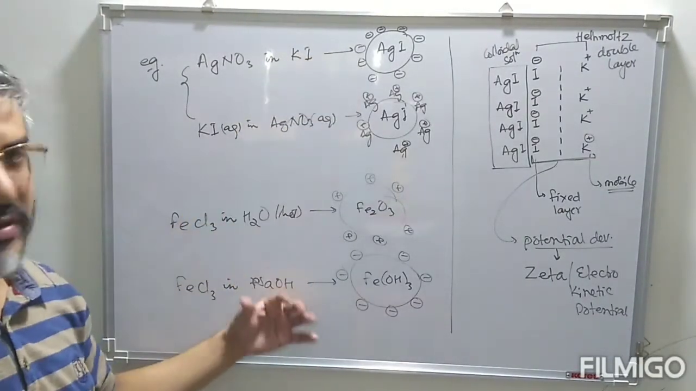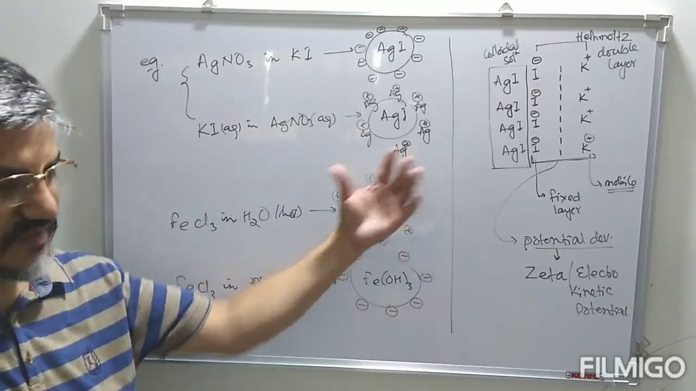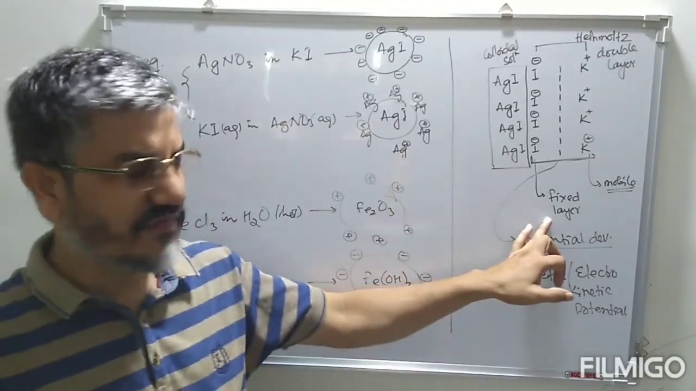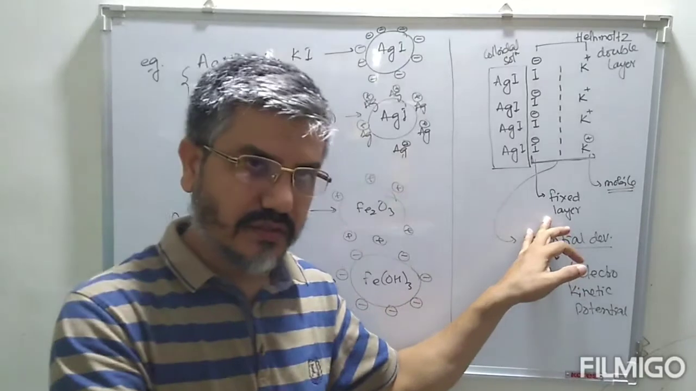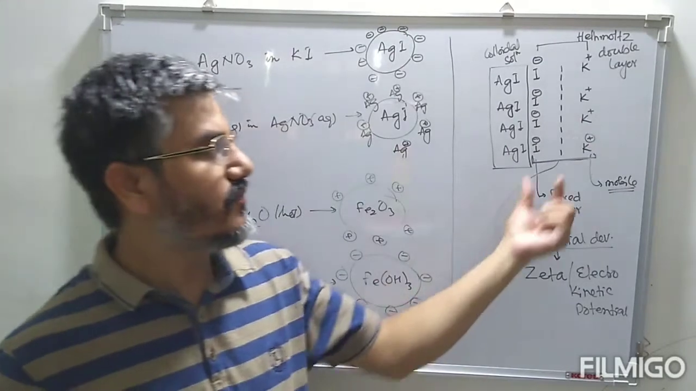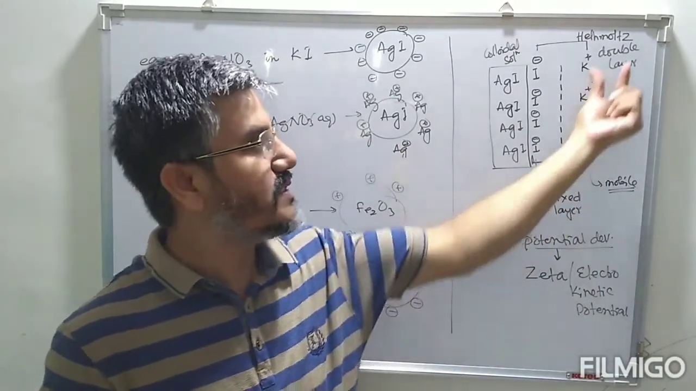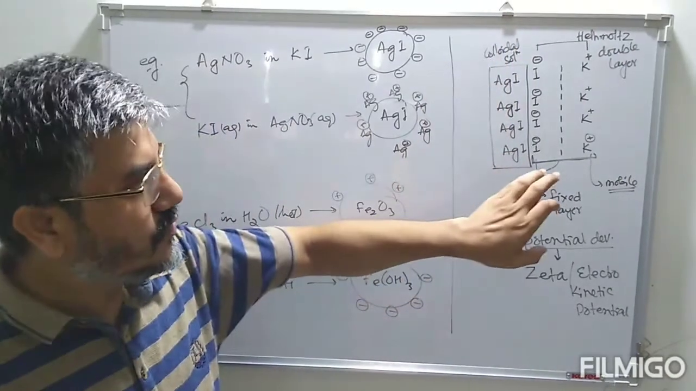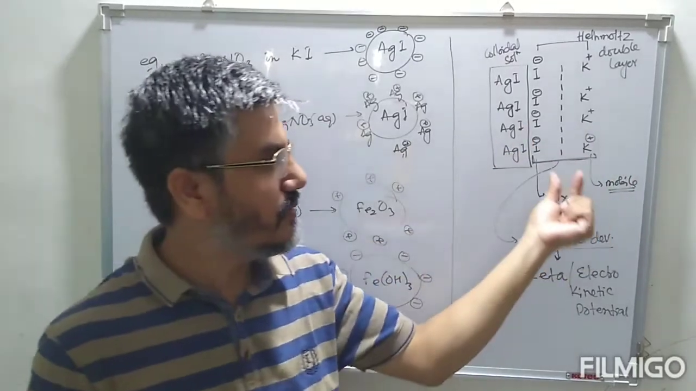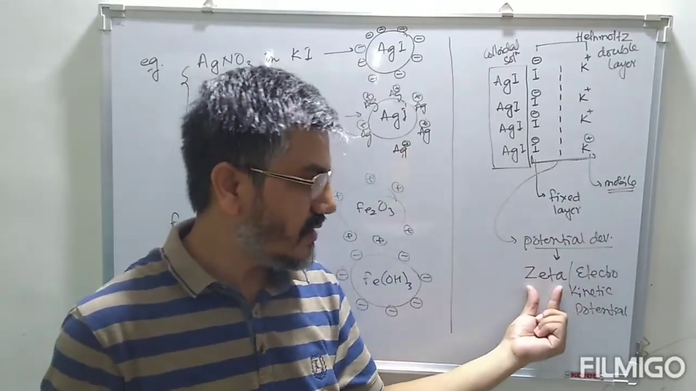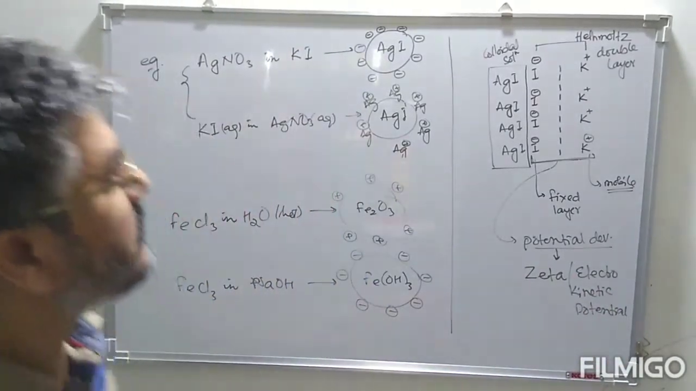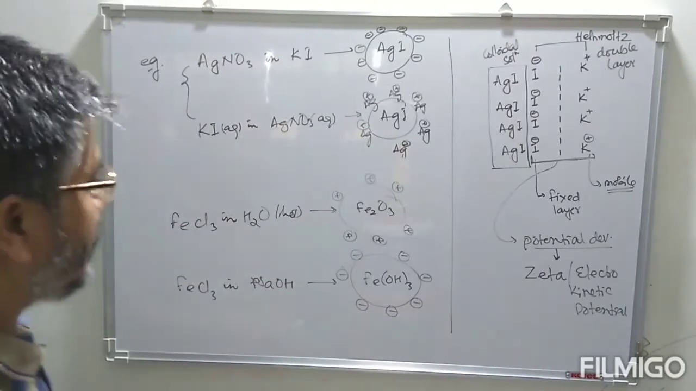So every colloidal solution has a charge due to preferential adsorption of ions common to the colloidal particle that gives rise to a fixed layer. The fixed layer attracts the counter ion from the solution, resulting in the formation of electrical double layer which is known as Helmholtz double layer. Due to the formation of this Helmholtz double layer, an electric potential is developed. That potential developed across this double layer is defined as zeta potential or electrokinetic potential. That is the electrical properties of colloidal solution.